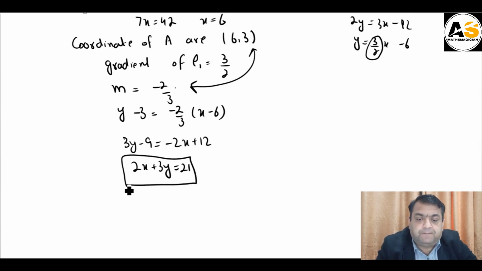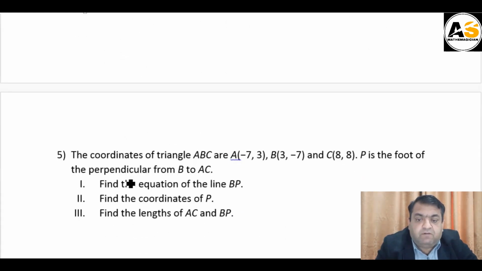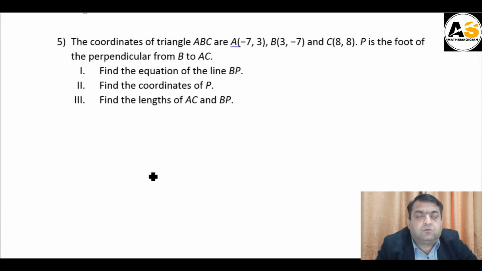I hope this is clear. So our today's next question, number 5. Three vertices of triangle ABC are given, and P is the foot of perpendicular from B to AC. Find the equation of line BP.